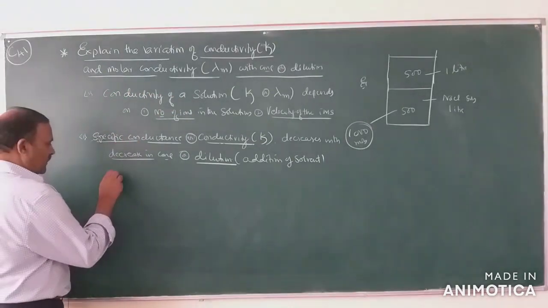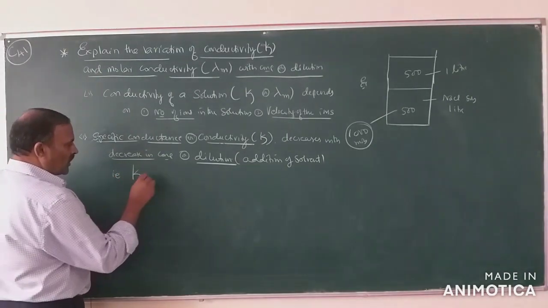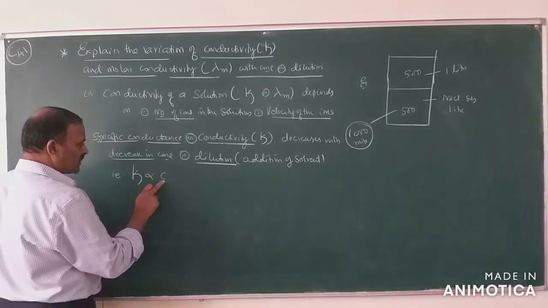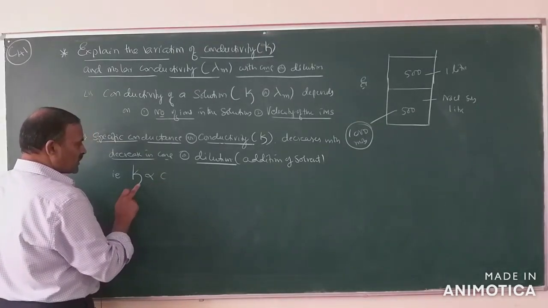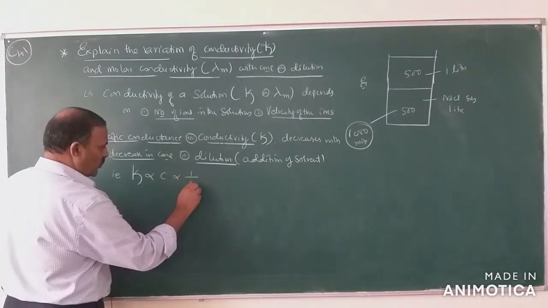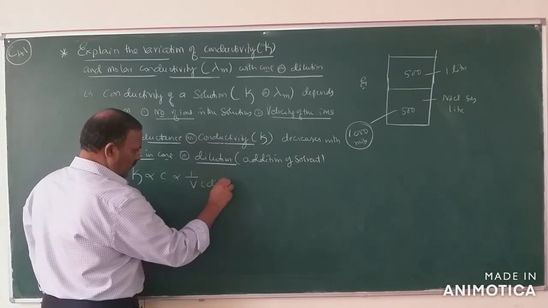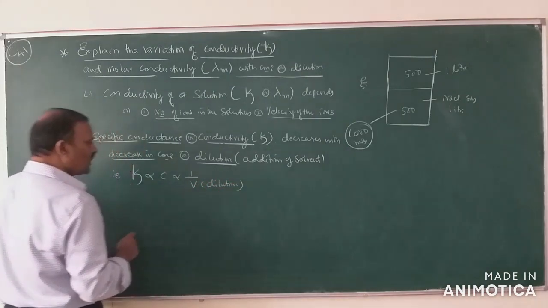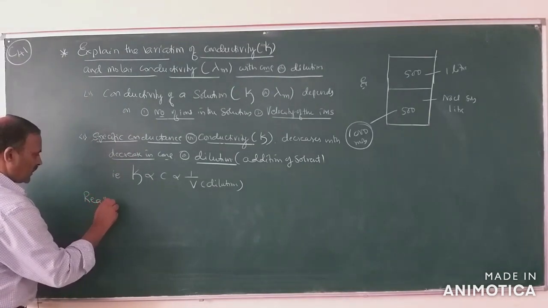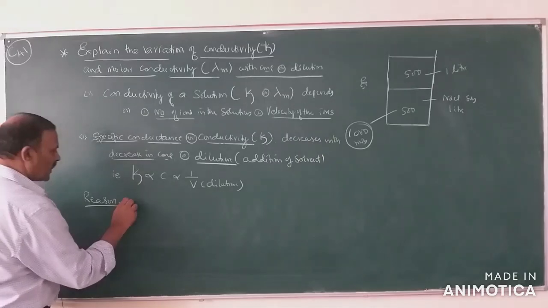So that is, specific conductance kappa is directly proportional to C, that means concentration. When concentration decreases, specific conductance also decreases. It is inversely proportional to the volume of solution, which is called dilution. So what is the reason for the decrease in specific conductance?